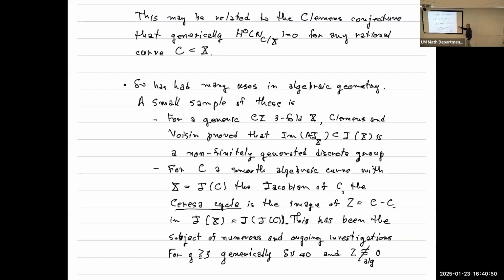This infinitesimal invariant has had a lot of uses in algebraic geometry over the years. One of the first was that Clemens and Voisin proved that for a generic Calabi-Yau, the image of algebraic one cycles, just take all of them, not just rational curves, but anything, is a countably infinite discrete group that's not finitely generated. So it's a mysterious object because it's discrete, it's a group, but it's not finitely generated.